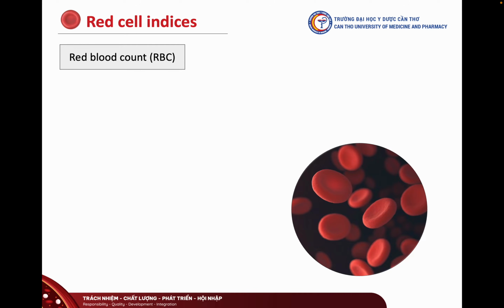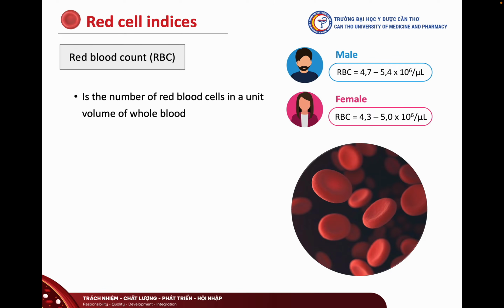And now, let's begin with the red blood count, or the RBC. It represents the number of the red blood cells in 1 microliter of the whole blood. And in healthy adults, the normal range is 4.7 to 5.4 million per microliter in males, and 4.3 to 5 million per microliter in females.